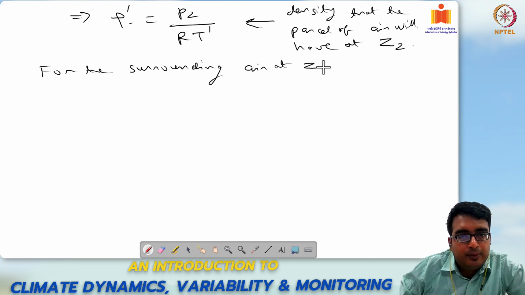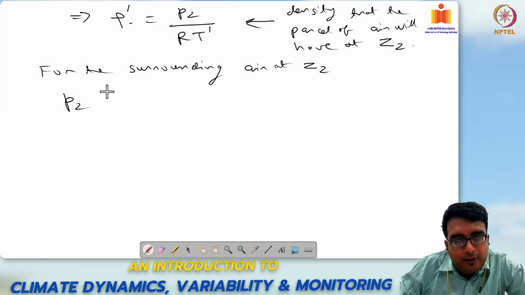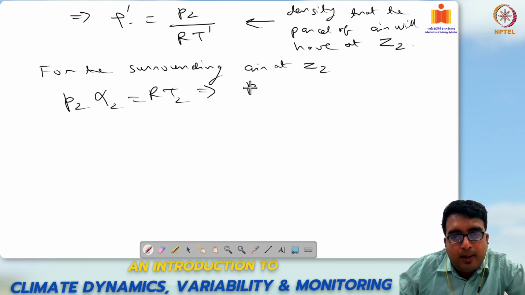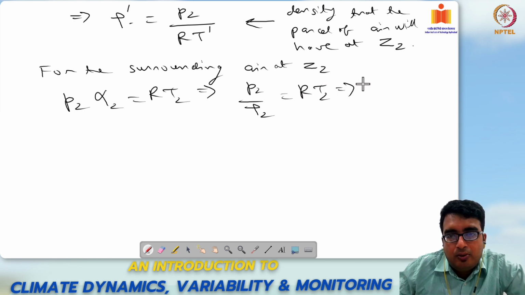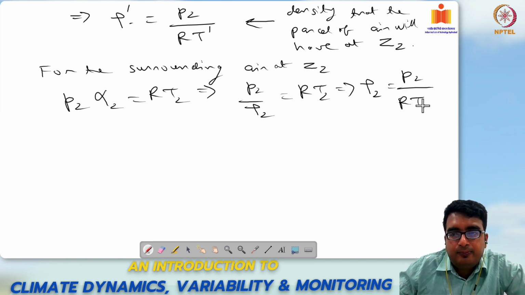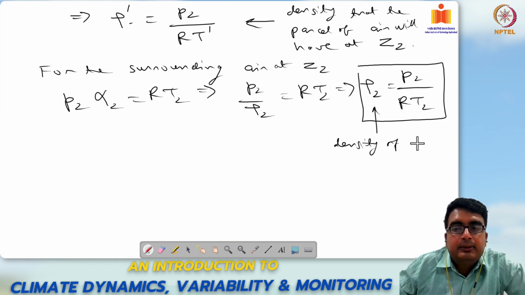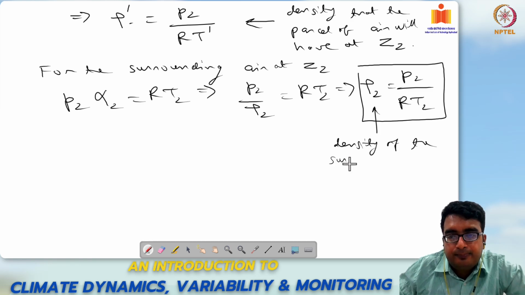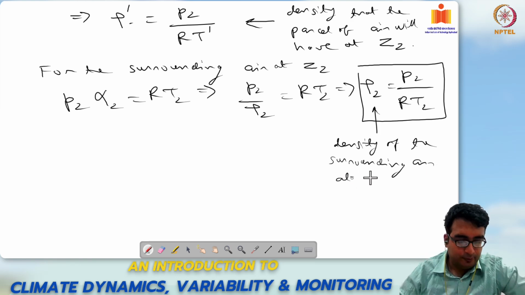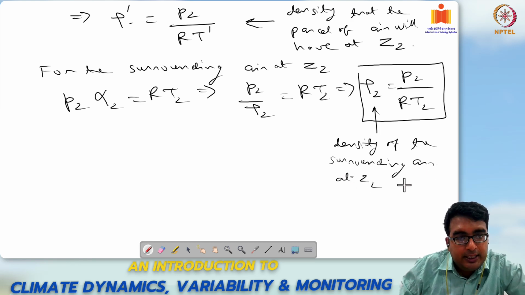Now, for the surrounding air at Z2, it's P2 alpha 2 equals RT2, which implies P2 by rho 2 equals RT2, which implies rho 2 equals P2 by RT2. So this is the density of the surrounding air at Z2.